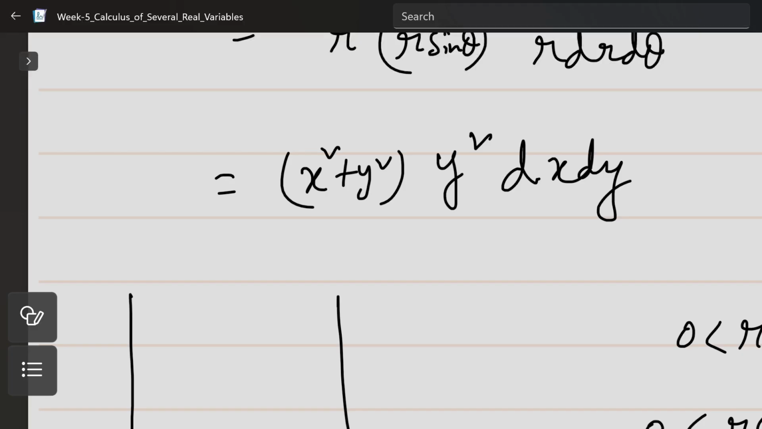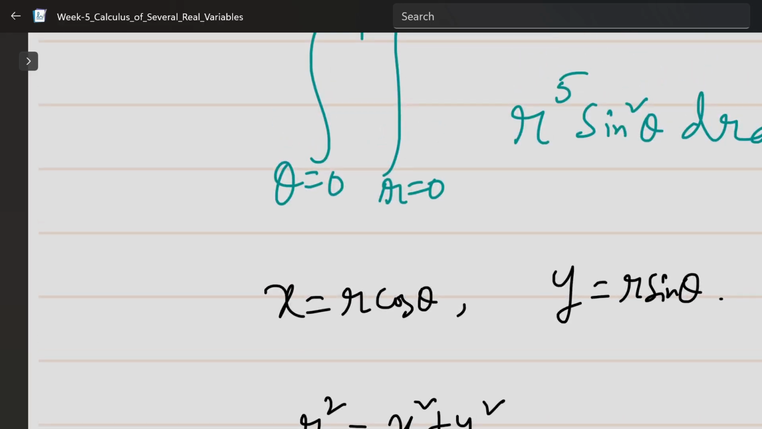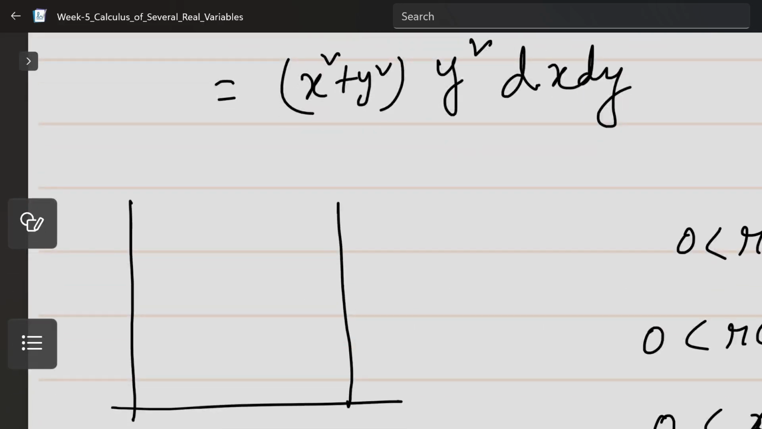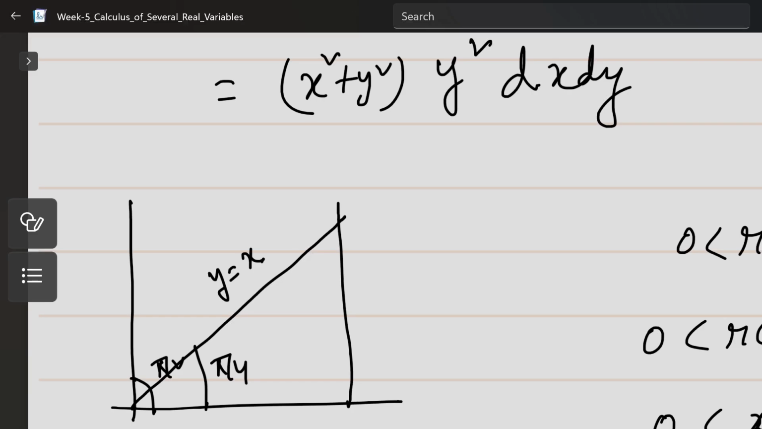So theta is from 0 to pi by 4, right? So what is pi by 4? This is pi by 2, this angle. Pi by 4 means half. So this is pi by 4. That means the line y equal to x, right? You know that if theta is equal to pi by 4, then y equal to m into x, where m is tan theta. So tan of pi by 4 into x, that means y equal to x line. Correct?